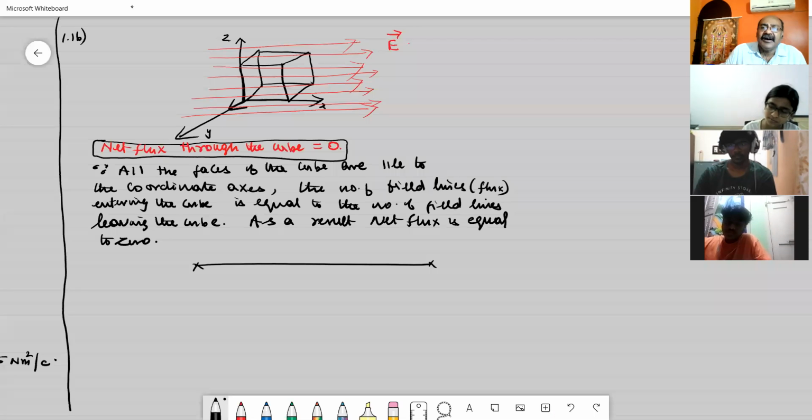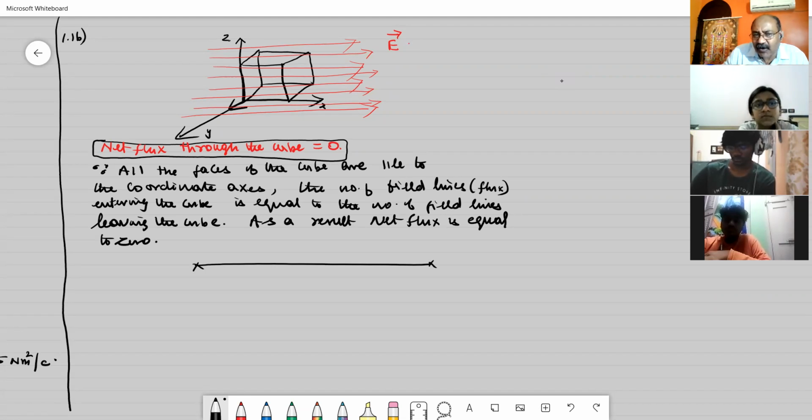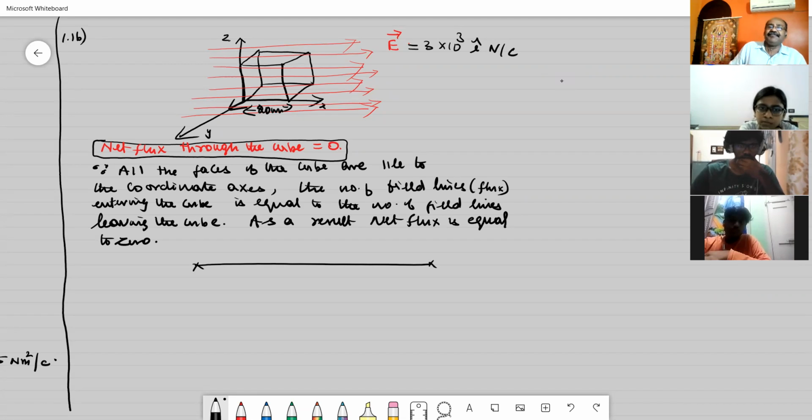Let us draw a diagram. According to the problem, the electrical field is acting along the x-axis, represented as E equal to 3 into 10 to the power of 3 I cap Newton per coulomb. Since it is given as I cap, I have drawn it along the parallel. Now I have considered a cube with a side of 20 centimeter placed parallel to the coordinate axes. The net flux through the cube is equal to 0. This is taken to be the answer. Why?